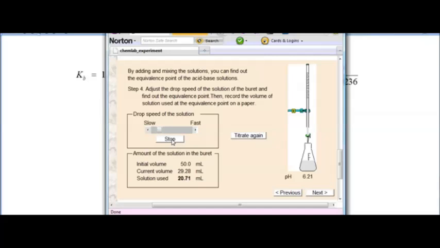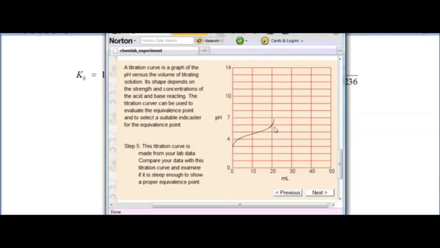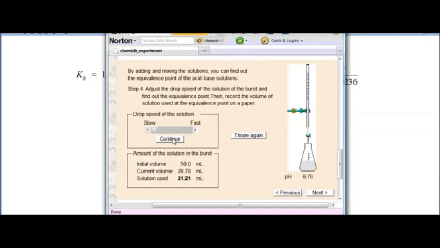And we're still increasing. Alright, now we're getting to that 21. So let me stop it right about here. Take a look. Now we start to see that that curve is starting to go upward. That means we're very, very close to our equivalence point. So 21.45.